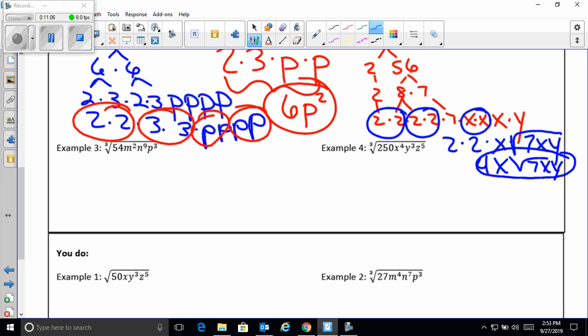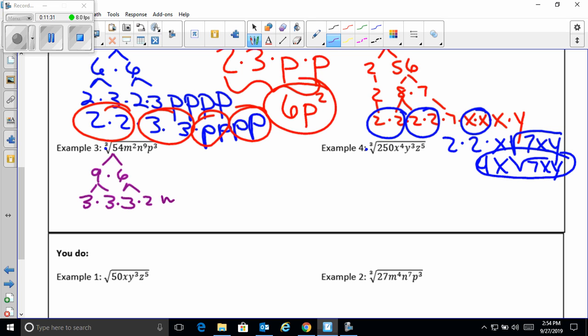Now 2 more examples with cube roots. Remember with cube roots, we can tell there's a little 3 right there. And that's reminding me, hey, you're looking for 3 amigos. If it was a 4, we'd be looking for 4. So we're going to break this down. 54 is 9 and 6. 9 is 3 and 3. 6 is 3 and 2.